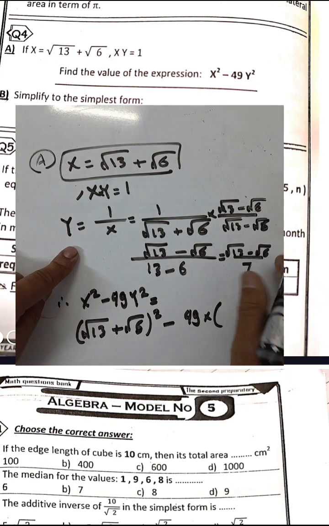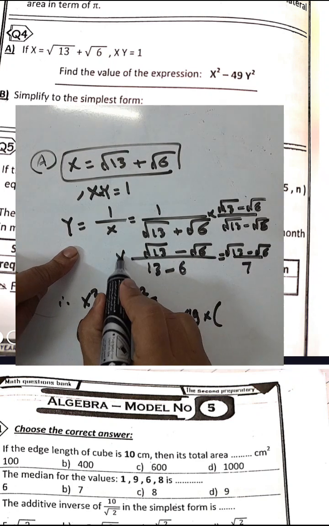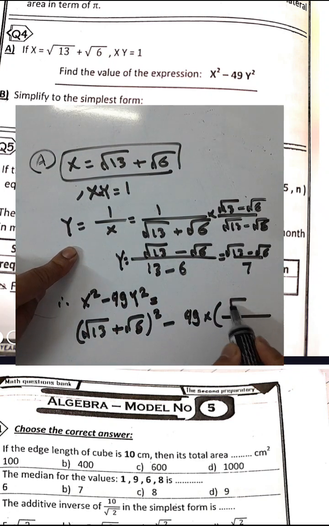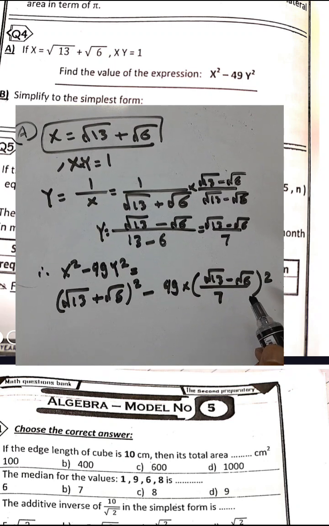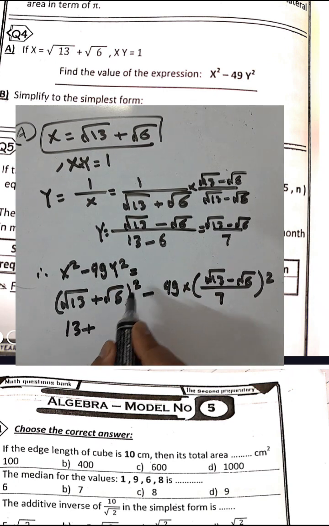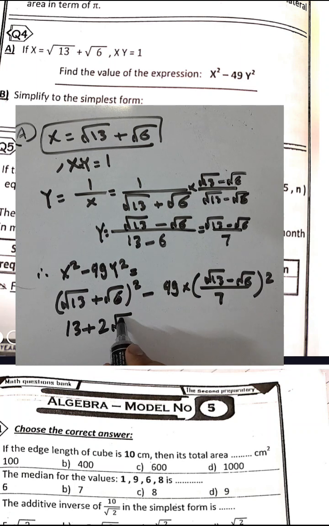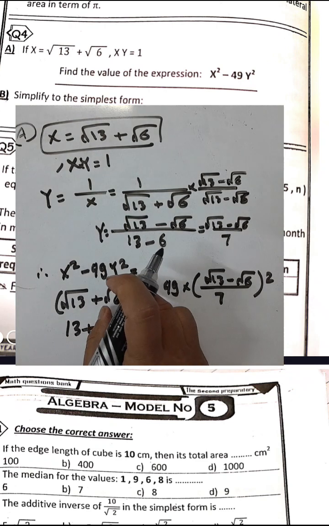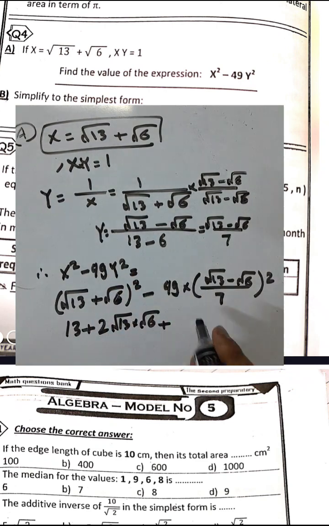Write the value of y. It's y. Root 13 subtract root 6, over 7, all to the power 2, and then you can simplify this. Write 13, 2 times root 6 times root 13, write 2 times root 13 by root 6, plus the square root of 6 to the power 2, it will be 6.